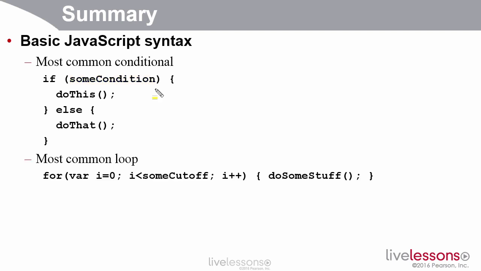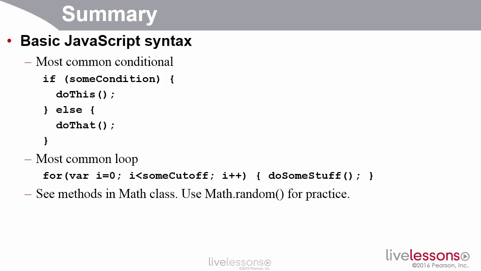We looked at the most common loop. You have an initialization that is executed before the loop ever runs. You have a test that is compared to before each execution of the loop, and you have some update operation that runs after each iteration of the loop.